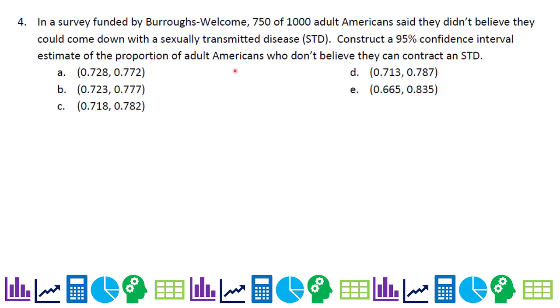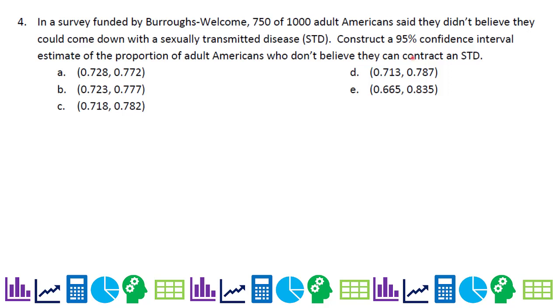Now, again, if this was free response, we would be checking conditions. It's a survey, so you'd have to assume that they randomly sampled this. They didn't say. Then also, we look at the number of successes and failures. You have 750 successes, 250 failures, so that's fine. And then we know 1,000 adult Americans is less than 10% of the whole population. So don't forget to quickly check conditions, especially for a free response problem.